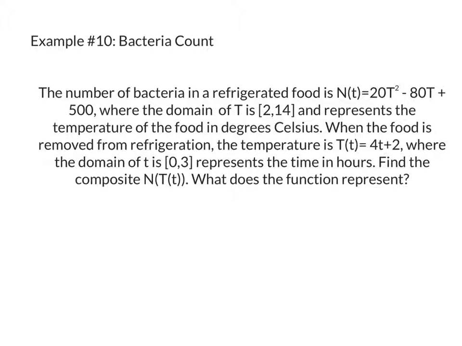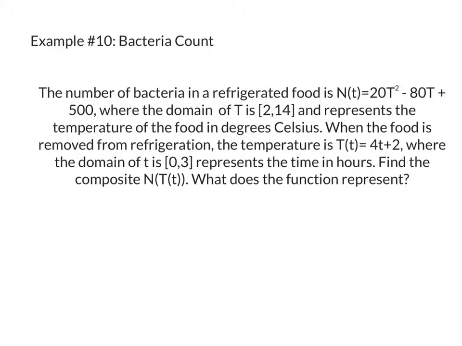All right, some word problems. The number of bacteria in a refrigerated food is n of t equals 20t squared minus 80t plus 500, where the domain t is from 2 to 14. It represents the temperature of food in degrees Celsius. When the food is removed from refrigeration, the temperature is T of t equals 4t plus 2, where the domain of t is 0 to 3, and t represents the time in hours. Find the composite n of T of t. What does the function represent?